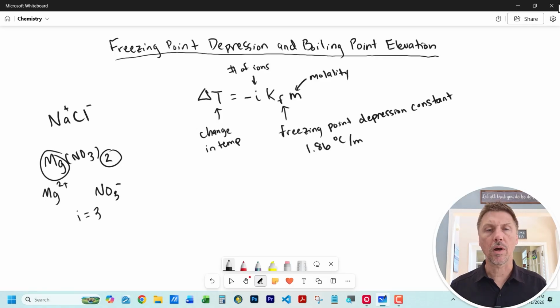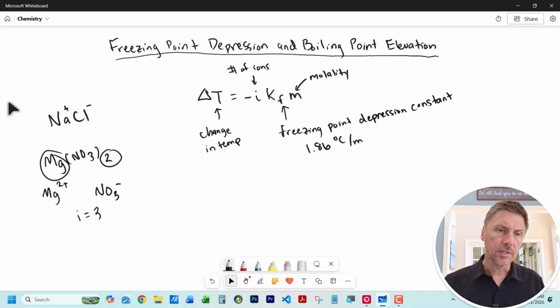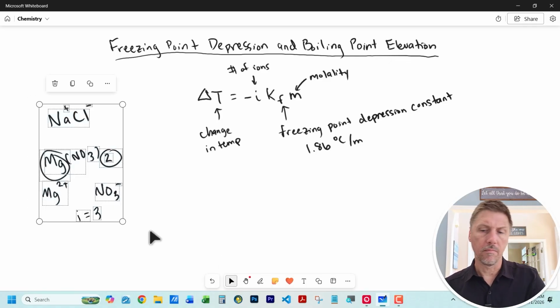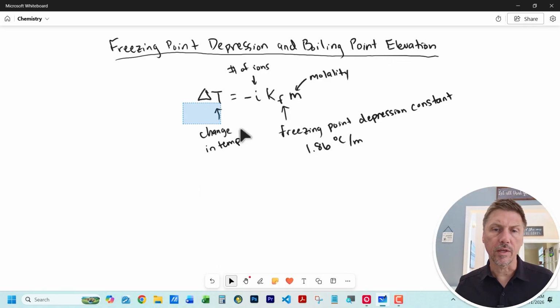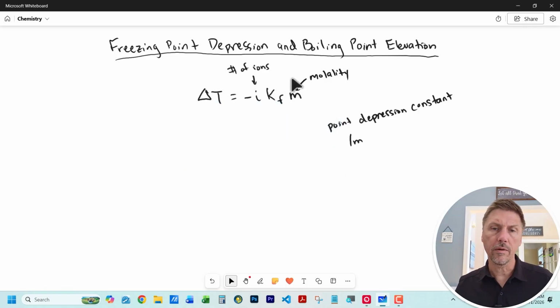All right. Well, let's do a problem and actually use the freezing point depression. Let me see if I can erase this stuff here without removing everything, just so we can keep our formula on the board.